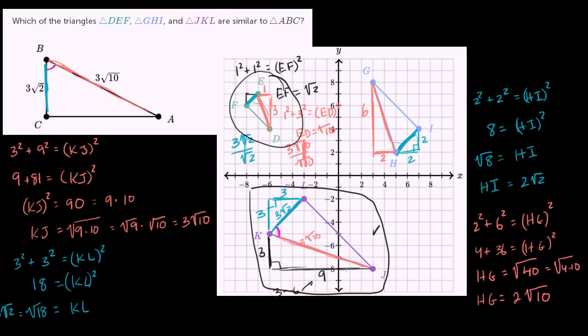Now let's compare the ratios. The ratio between BC and HI is going to be 3 square roots of 2 over 2 square roots of 2, which is 3 halves. And the ratio between BA, which is 3 square roots of 10 (let me do that in that orange color), and HG, which is 2 square roots of 10, is also 3/2. So all of these triangles are not only similar to ABC, but they're actually all similar to each other.